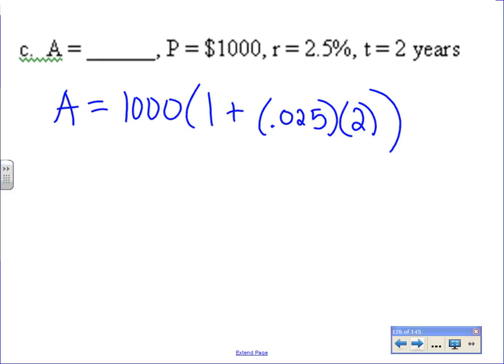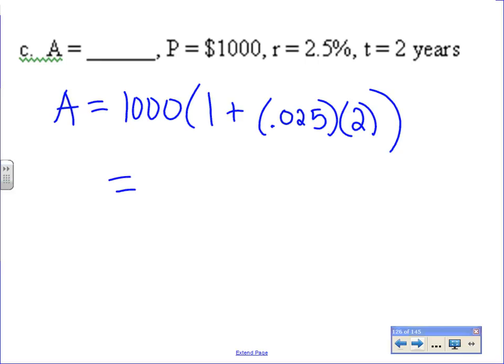Careful, careful. Order of operations this time, because we don't have to solve for something inside. Go ahead, Kevin. 0.025. Good. 0.025 times 2. So do that next, and then add that to 1, and then multiply by 1,000.